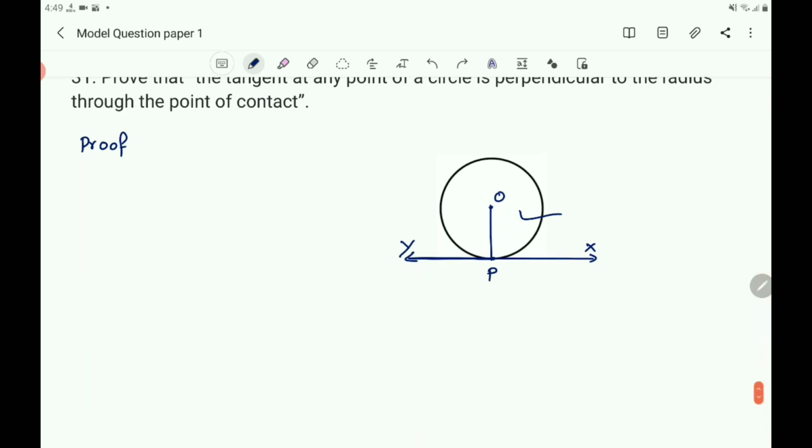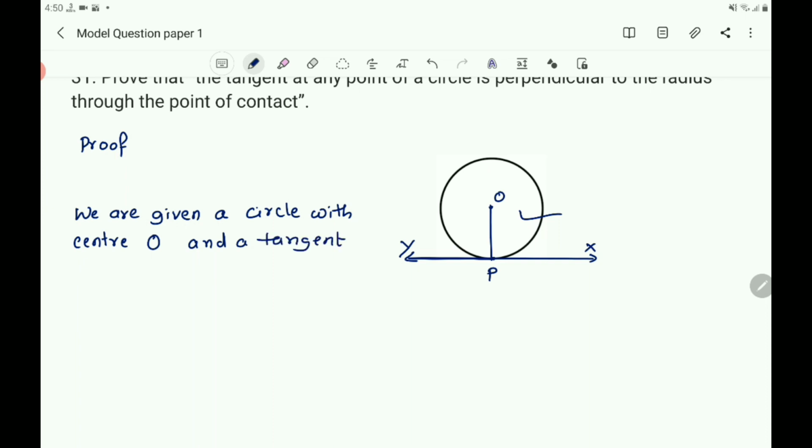And you write, we are given a circle with center O, and a tangent XY to the circle at a point P. Then what you have to prove?